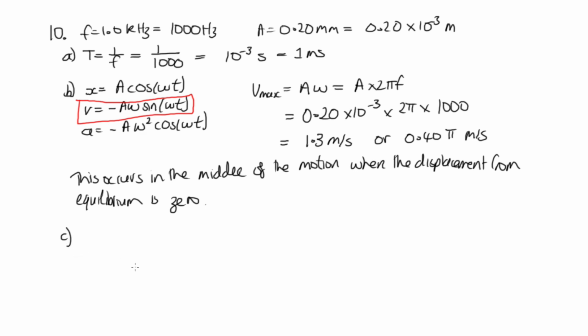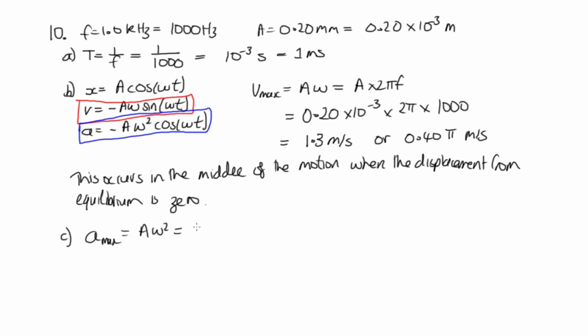Then part C asks us what is the maximum acceleration of the diaphragm and at what point does it occur. Okay, so we've got our equation for the acceleration here. So this is going to have a maximum value when minus cos omega t is equal to -1. So we'll have that the maximum acceleration is equal to A omega squared.